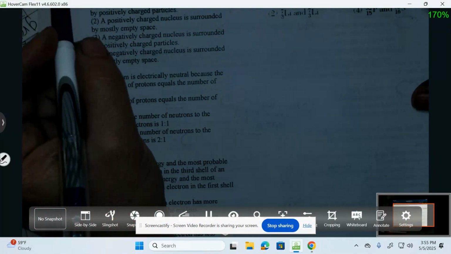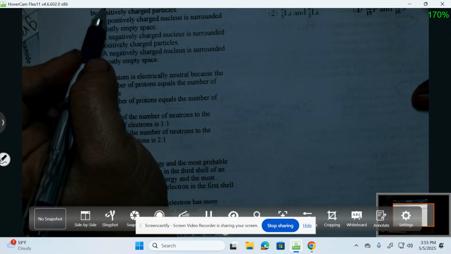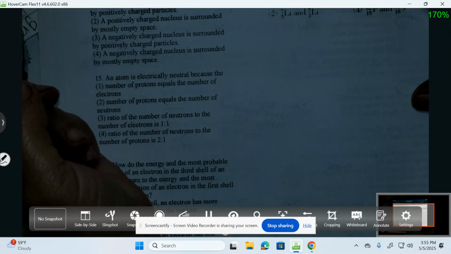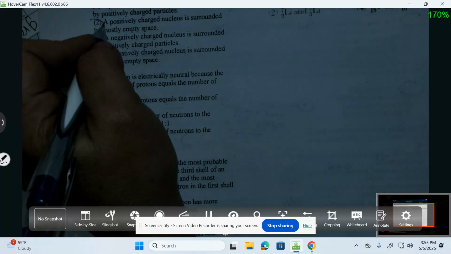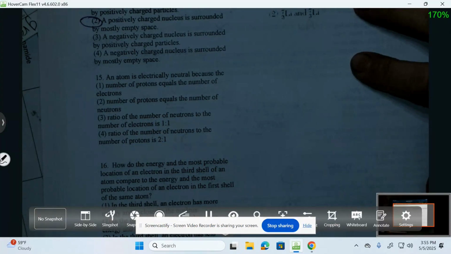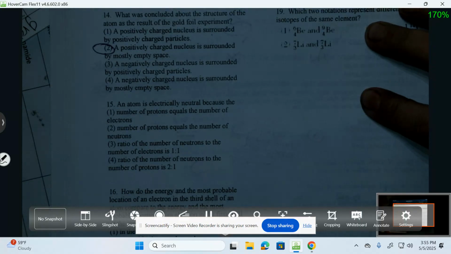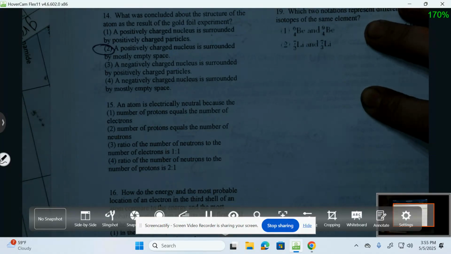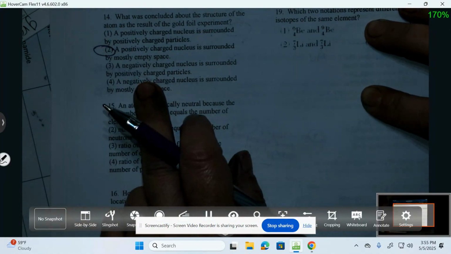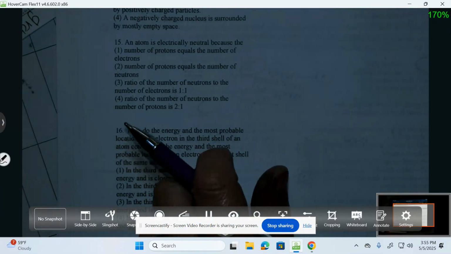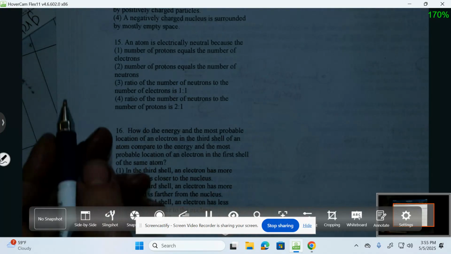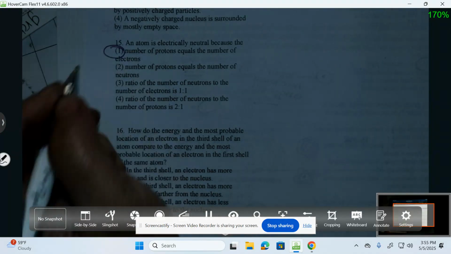14. What was concluded about the structure of the atom as the result of the gold foil experiment? Positively charged nucleus, small, dense, positively charged nucleus, mostly empty space. That question is on every single Regents. 15. An atom is neutral because the number of protons equals the number of electrons.